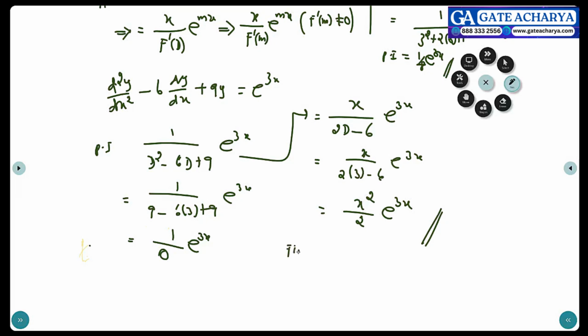Find the particular integral of d cube plus 3d square plus d plus 1 into y is equal to e power minus x. After you complete this problem, then try to find the particular integral of this one: d cube plus 3d square plus d plus 1 into y is equal to e power minus x.